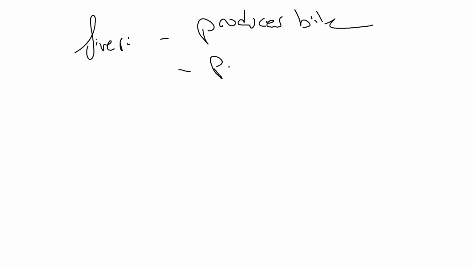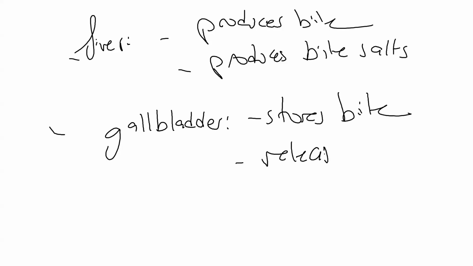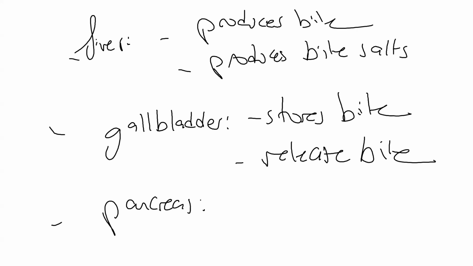Another notes you should take in the digestive system are, so the liver produces bile, produces bile salts. The gallbladder stores bile and releases bile. The pancreas secretes pancreatic juice.